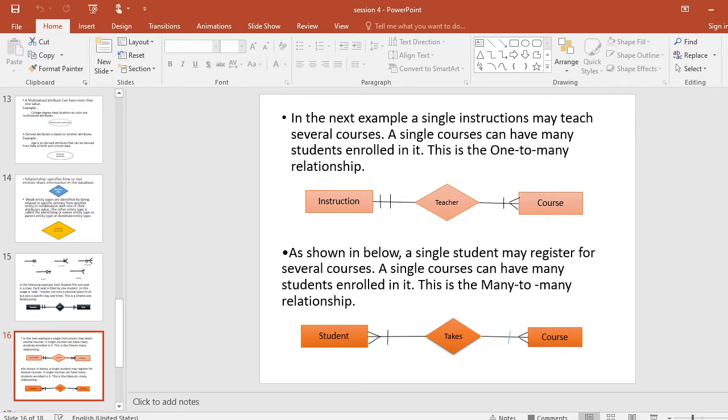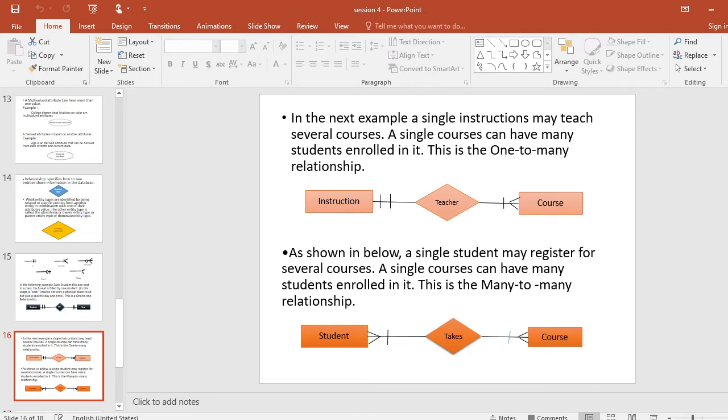Next example: a single instructor may teach several courses. A single course can have many students enrolled in it. This is the one-to-many relationship. One to many means, so course is one, but studying so many students, because course is one, they are enrolling so many students for one course. This is a good example of a one-to-many relationship. The diagrammatic representation shows instructor is one entity and course is another entity. For instructor to course, the relationship is what?